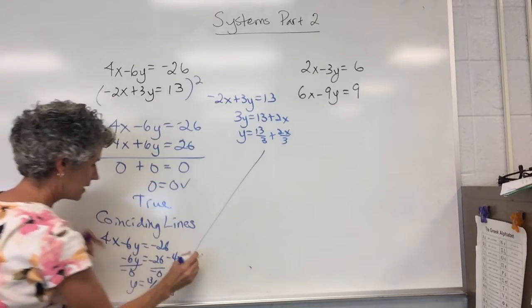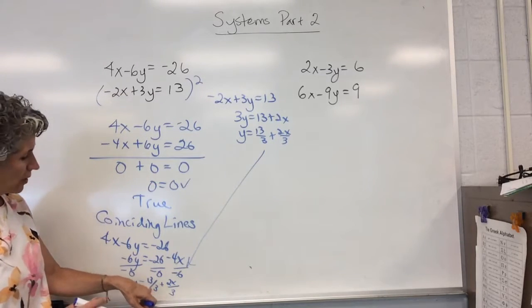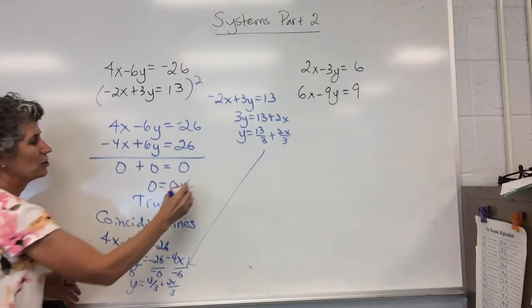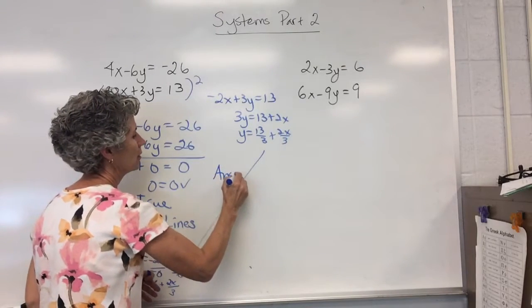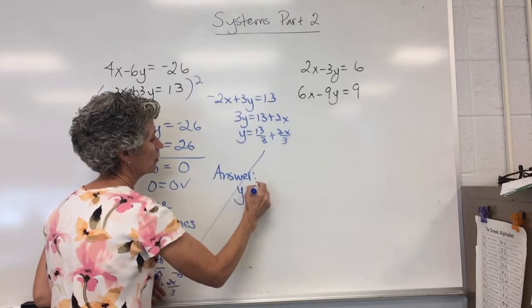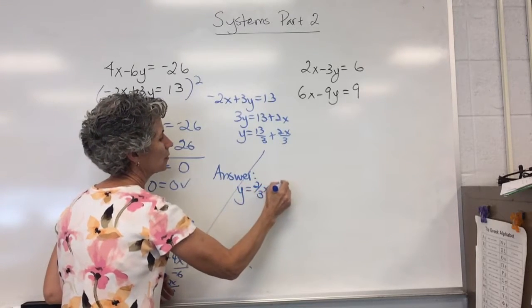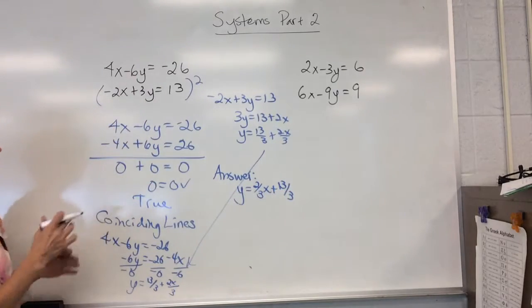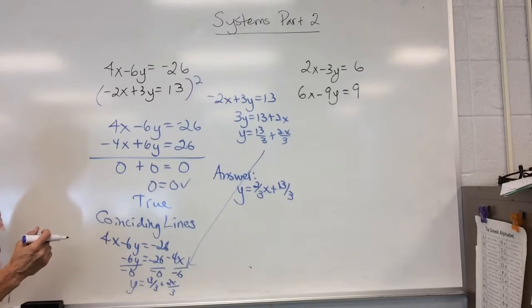You'd see they're actually the same equation, 13 over 3 for the y-intercept and 2/3 for the slope. So they're really the same line. And so what you usually write for an answer there would be y equals 2/3 x plus 13/3. Because all the points on this line would satisfy both equations because they're really the same equation.